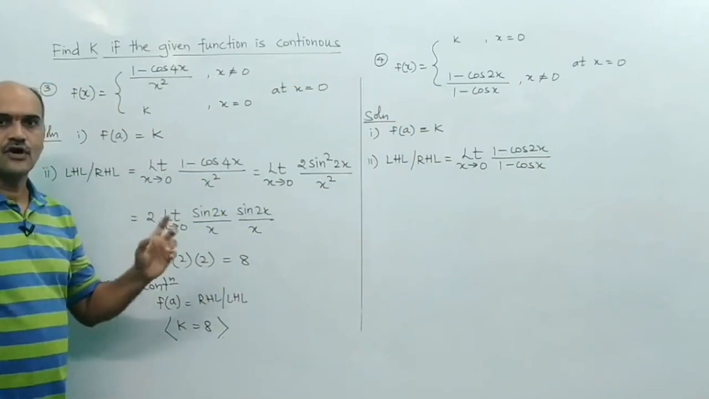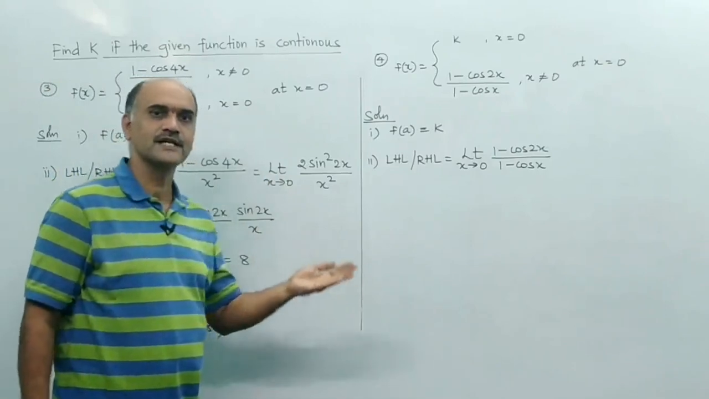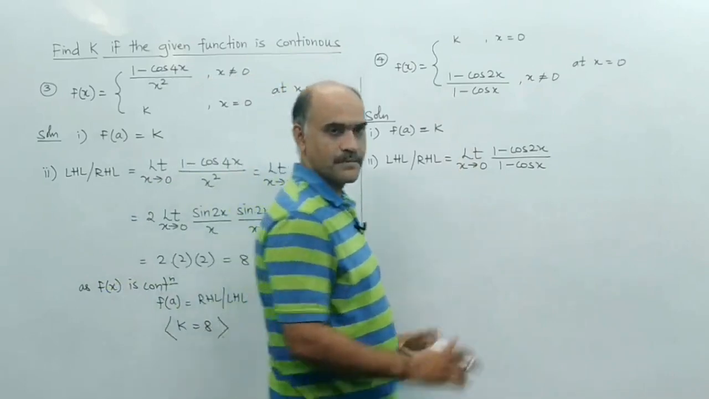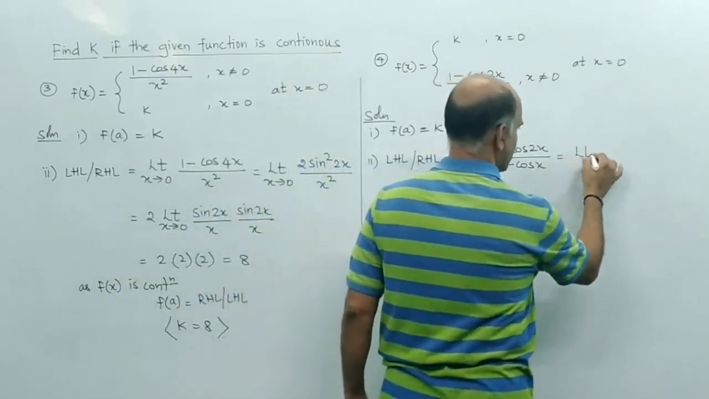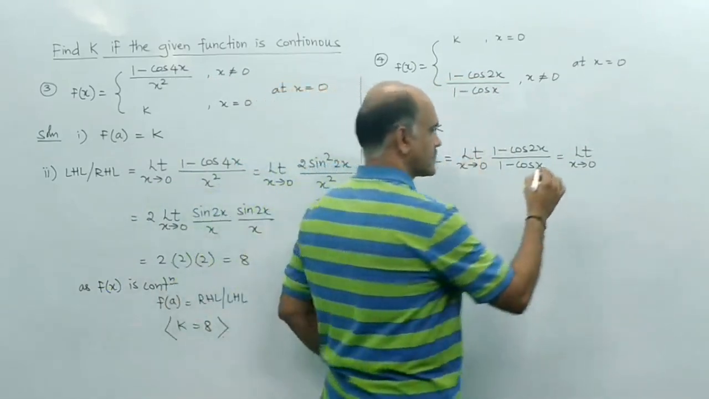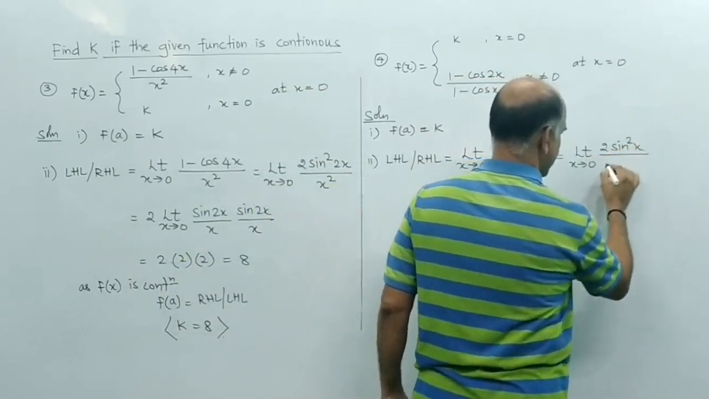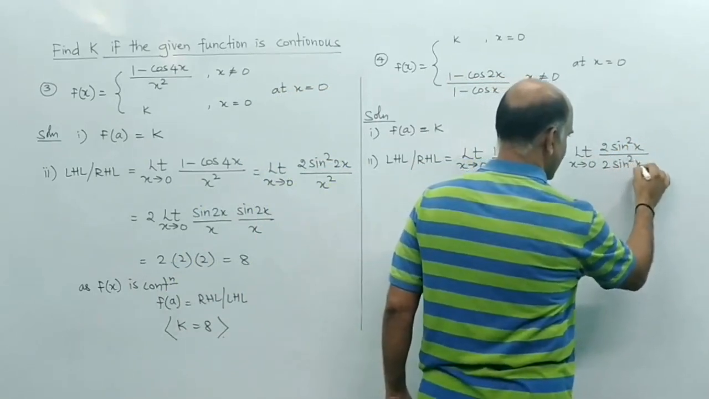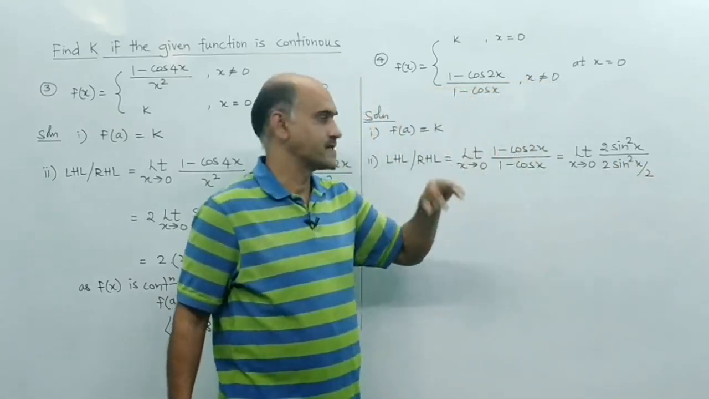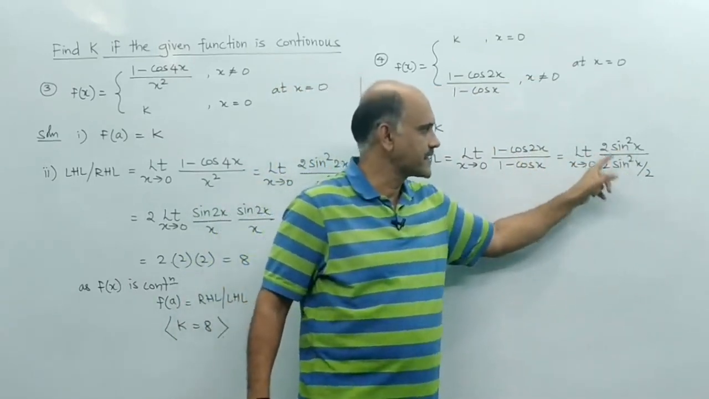So with 1 minus cos, again you are required to apply the formula. If you directly substitute, again you will get 0 by 0, which is indeterminate. So apply the formula to numerator and denominator. Limit x tends to 0, 1 minus cos theta is 2 sin square theta by 2. So the numerator is 2 sin square x, and the denominator will be 2 sin square x by 2, because the angle becomes half.